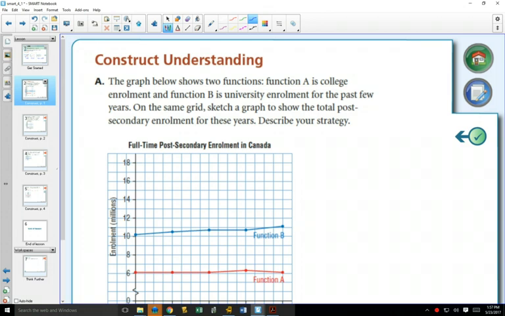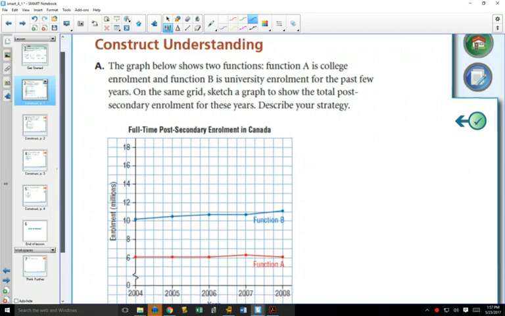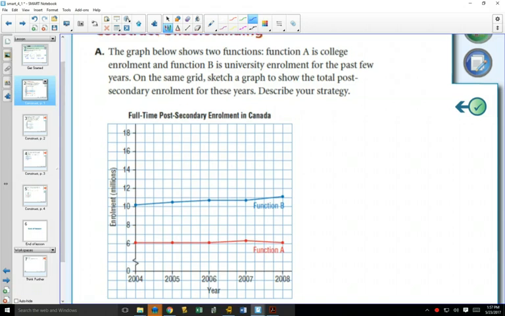We've got function A, which is in red, and function B, which is in blue. Function A is how many people are enrolled in college. Function B is how many people are enrolled in university over the past few years. What they want us to do is, on the same grid, have a graph of the total post-secondary enrollment, and we'll do that in green.